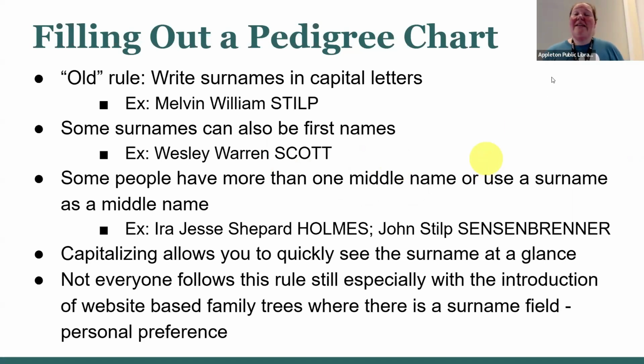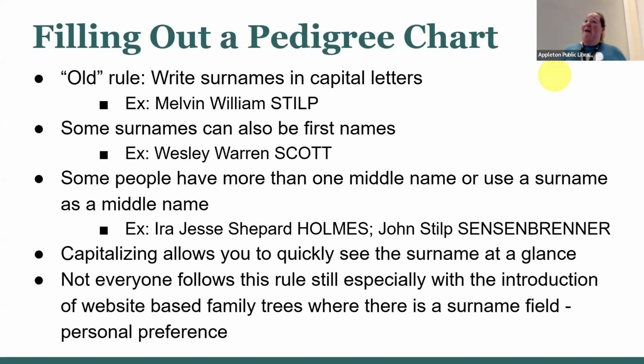Some people also tend to have more than one middle name, or they might use a surname as a middle name. So I've got two other guys in my family tree. One is Ira Jesse Shepherd Holmes, so he's got two middle names. And then the other guy is John Stilp Sensenbrenner. Well, Stilp is his middle name, but it's also my surname. So I want to make sure people know that's his middle name and his real surname is Sensenbrenner.